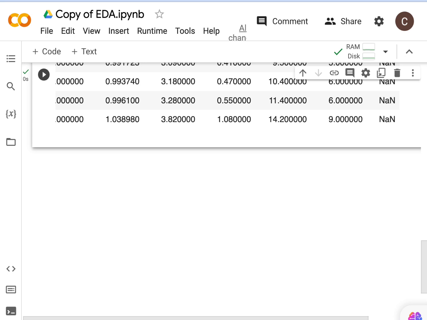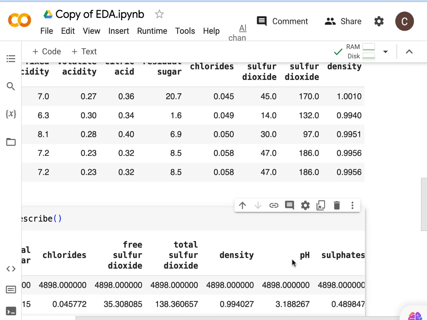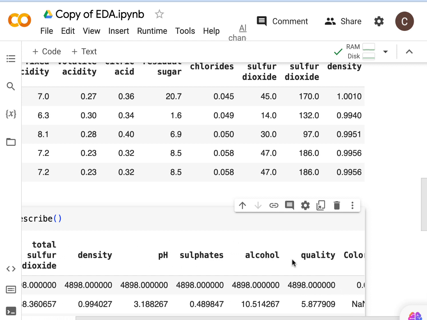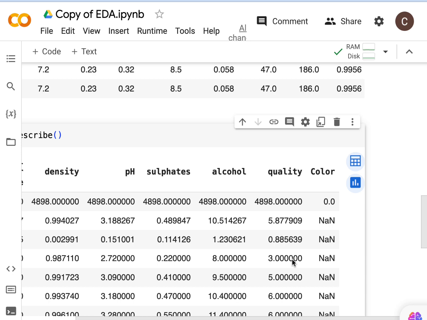Okay, so the response variable in this case is the quality. So we're trying to figure out which of these chemical properties correlate most highly with the quality. In other words, which of them seems to be either as it goes up, the quality goes up, or as it goes down, the quality goes down.